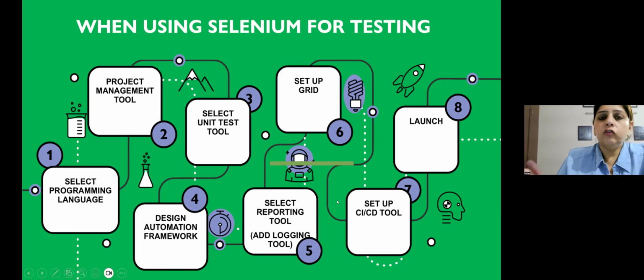Then comes selection of your reporting tool or logging tool. Allure is one of the most widely used tools for your reporting. And then you need to set up your execution environment, whether it is local or you are going to run it in the cloud. And eventually, before all of this, you should have your CI/CD pipeline, and that should take care of it.